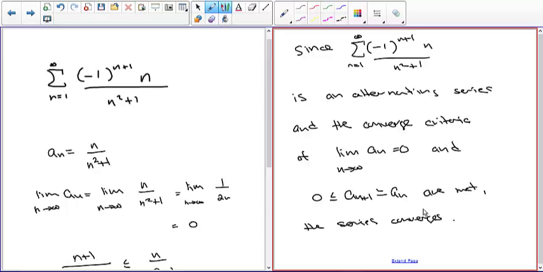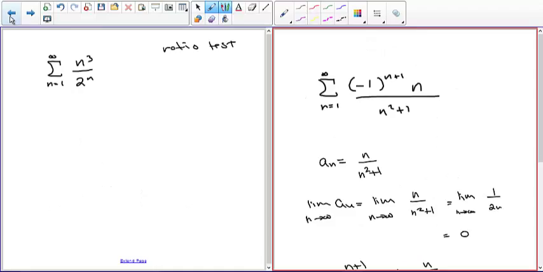Okay, so let's move back to the previous one. So we said that one you use the ratio test. So again, look at your sheet, look at the ratio test. You're going to take the limit as n goes to infinity of the absolute value of a sub n plus 1 over a sub n. See whether that's less than 1, greater than 1, or equal to 1.